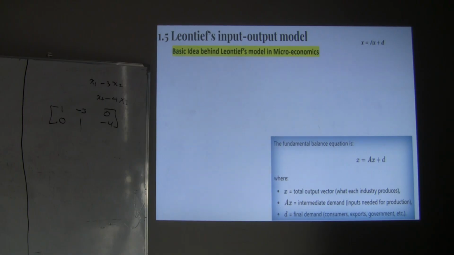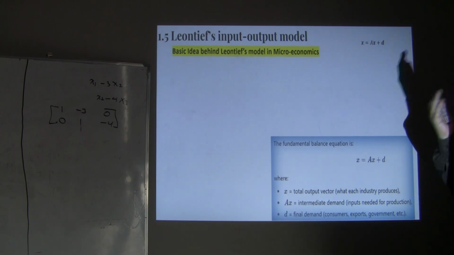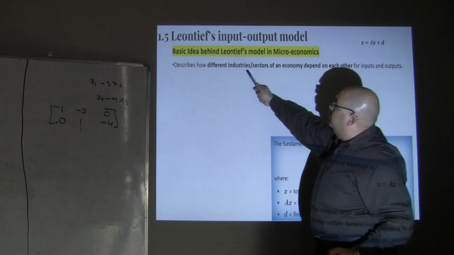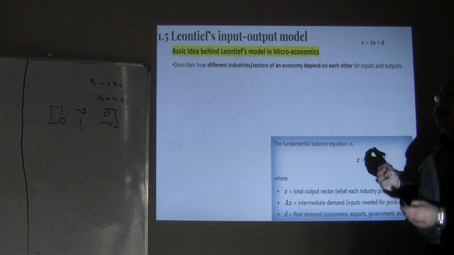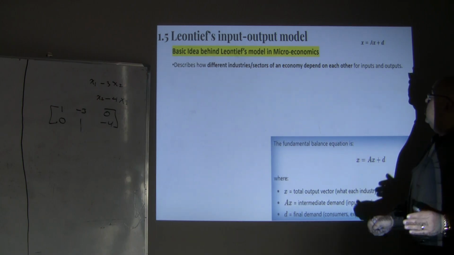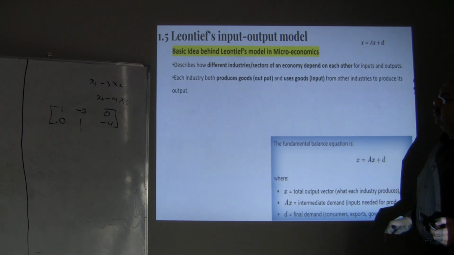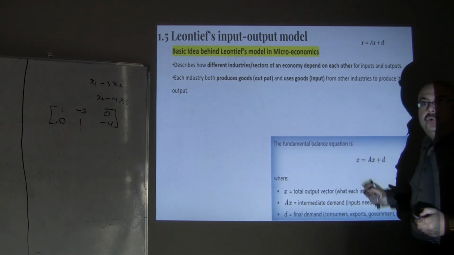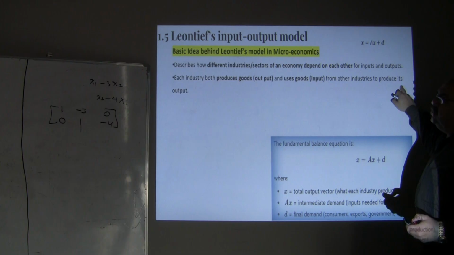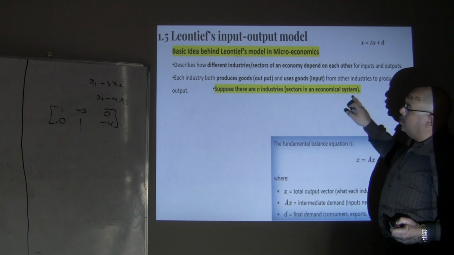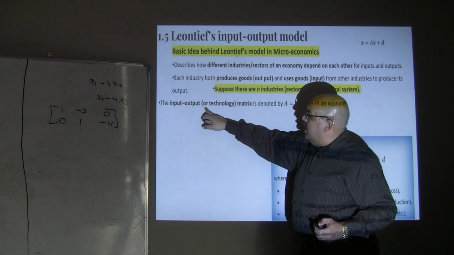Of course, this slide, one of the previous slides, I thought to bring it to you here just to refresh your information. The basic idea behind Leontief's model in macroeconomics describes how different industries or sectors of an economy depend on each other. There is an integration between the various sectors in an economy, each depending on the others for input and output. Each industry both produces goods, which is the output, and uses goods, which is the input, from other industries to produce its outputs.